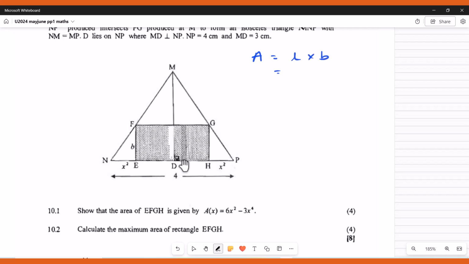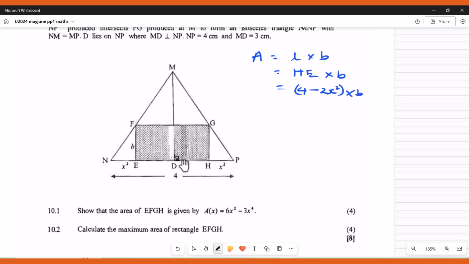Now the length for this one is going to be from E to H, or you can call it HE, times this B which they gave us here. Now you see this is x squared, this is x squared here. The whole of this one is 4. So from E to H is going to be 4 minus 2x squared. Then times B. Now how do we find our B?